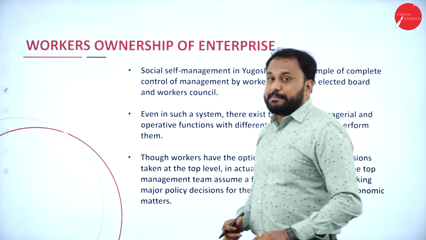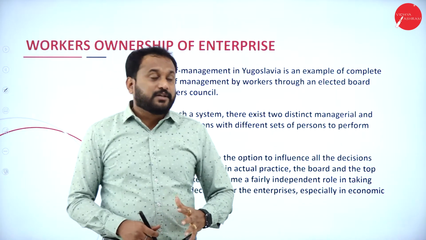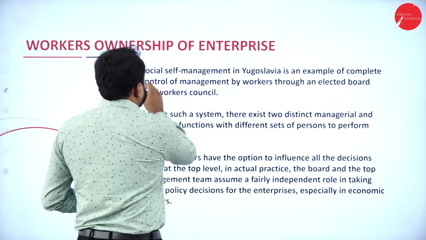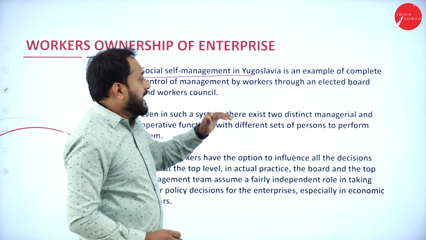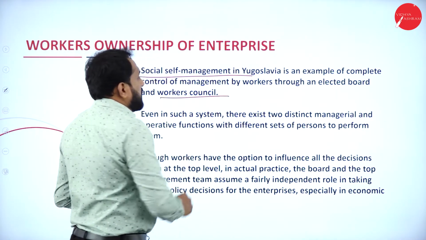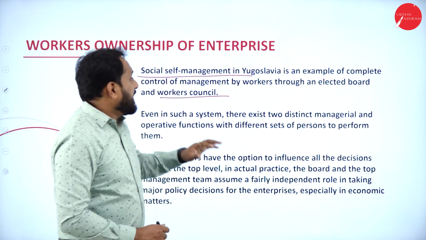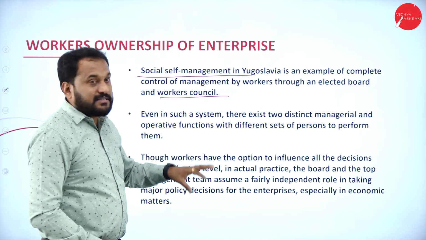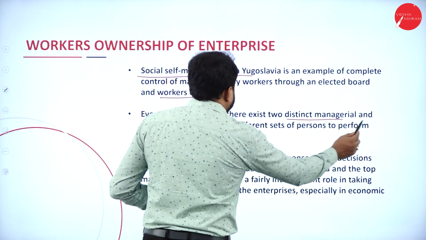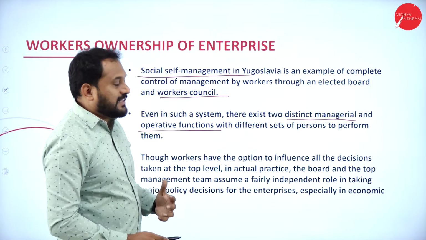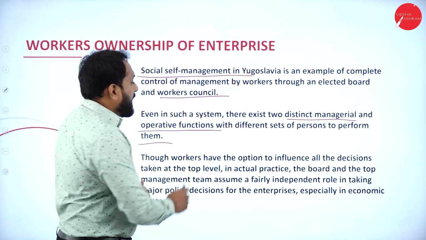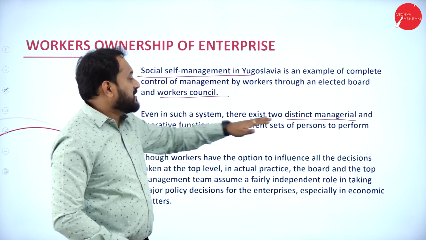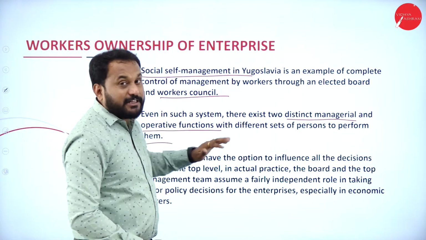Workers' ownership of enterprises. Now here, you need to know that social self-management in Yugoslavia is an example of complete control of management by workers through an elected board and workers' council. If I give an example of Yugoslavia, they are disciplined themselves, so they will not go with any unethical practices. Even in such a system, there exist two distinct managerial and operative functions with different sets of persons to perform them. So they have divided into two. One is the distinct managerial and the other the operative function. Now the managerial function is done by the manager and the operative function is done by the workers.